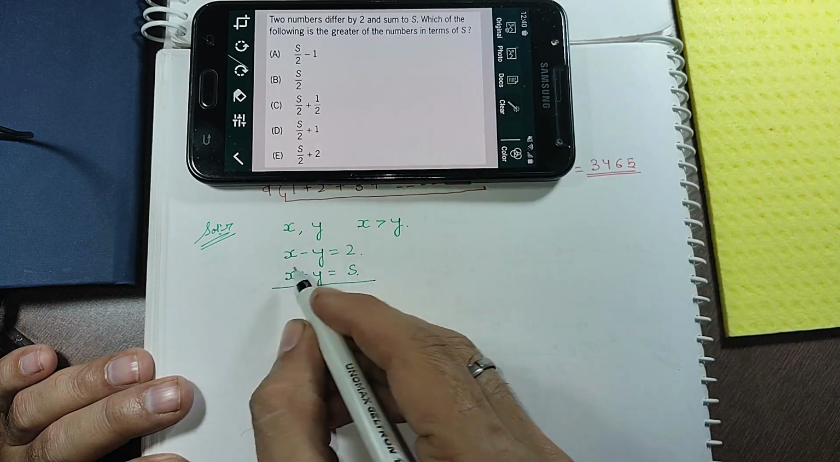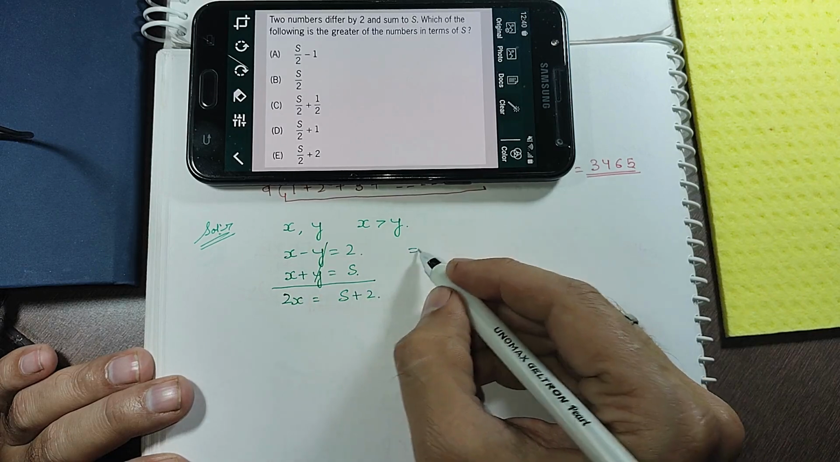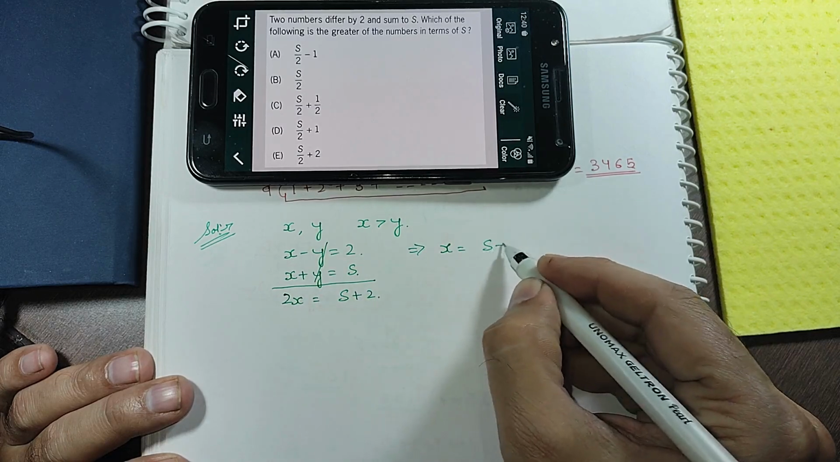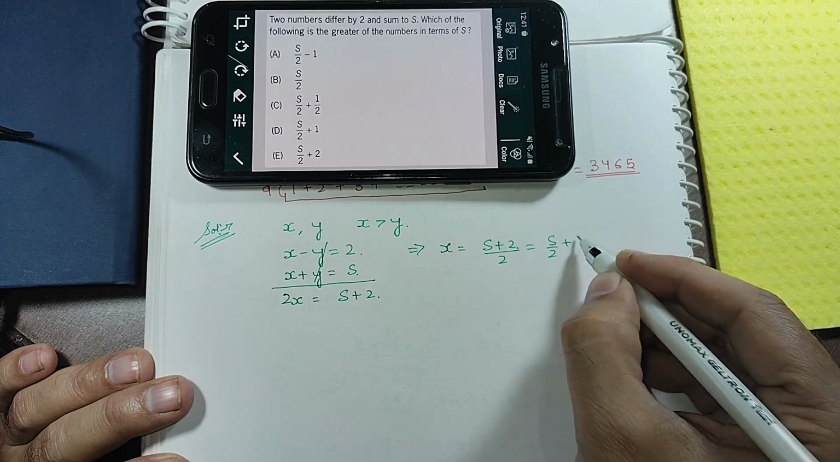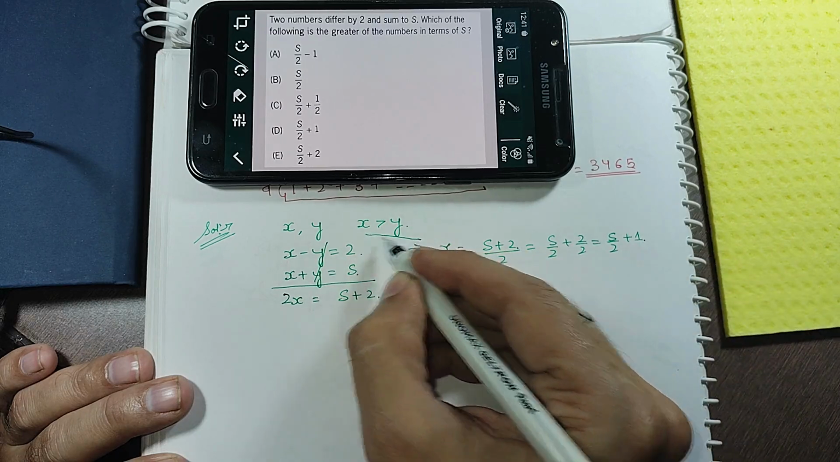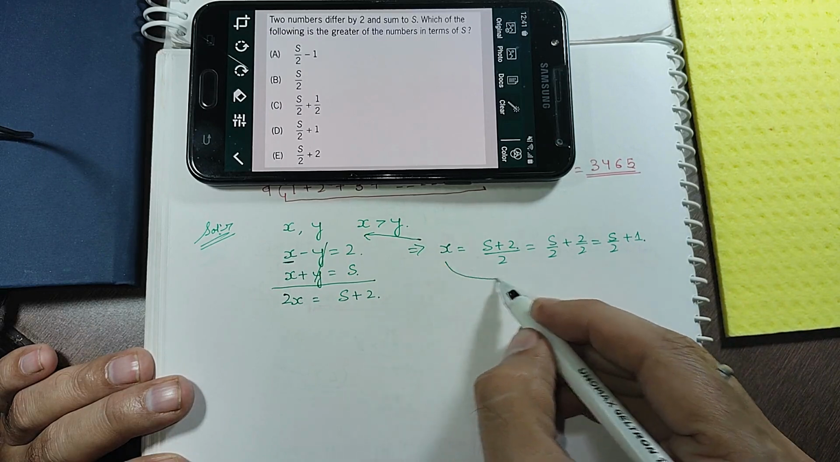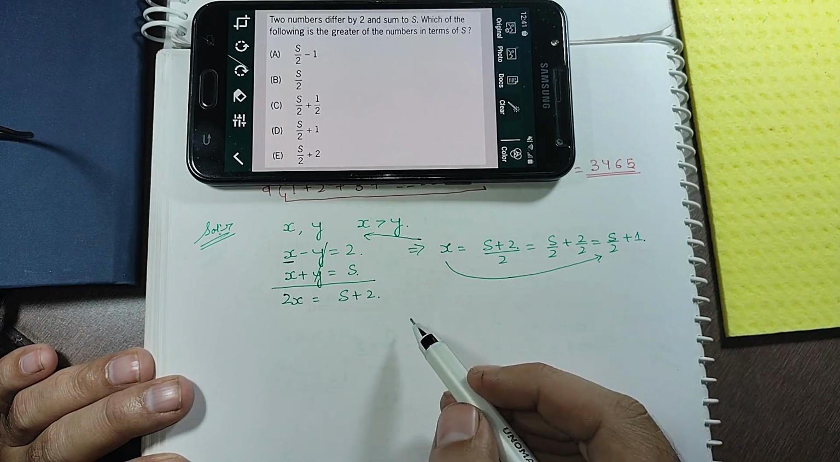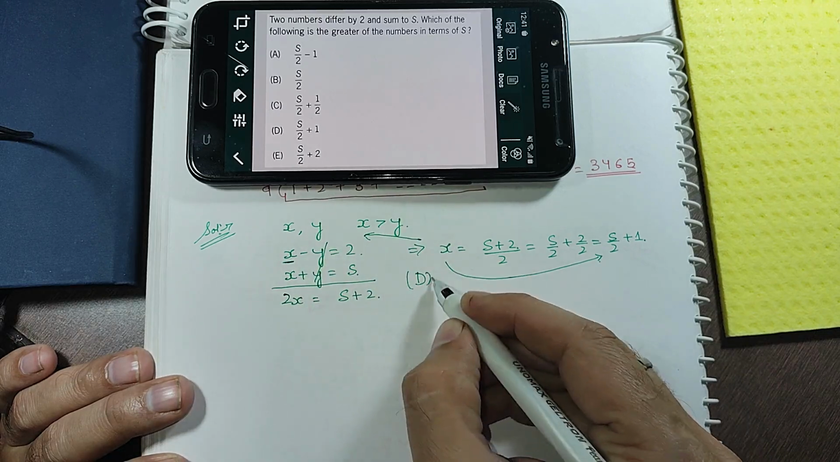If we add these, we will get 2x equal to s plus 2. From here x will be equal to (s plus 2) divided by 2. Now splitting by the common denominator, we get s by 2 plus 2 by 2, so this will be s by 2 plus 1. This is the larger of the numbers, because in the difference we put x first. So the larger number will be s by 2 plus 1, and option D is the right answer.